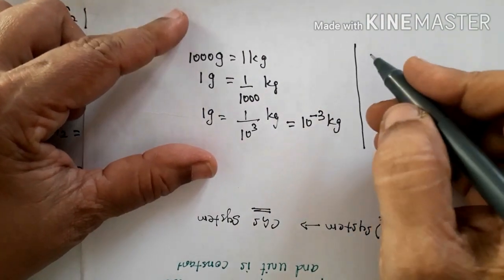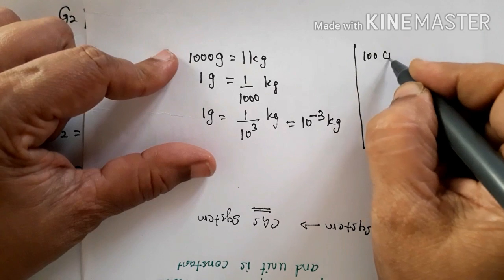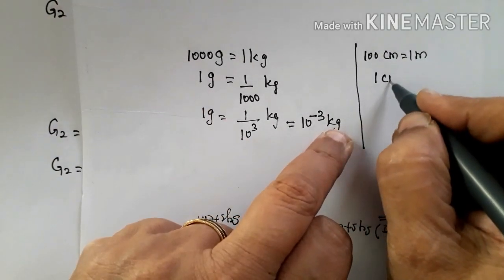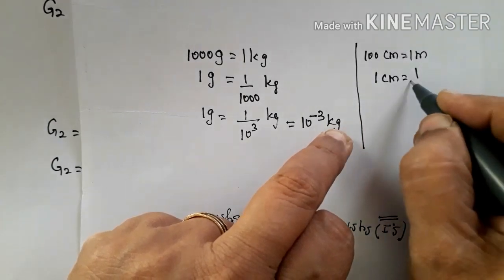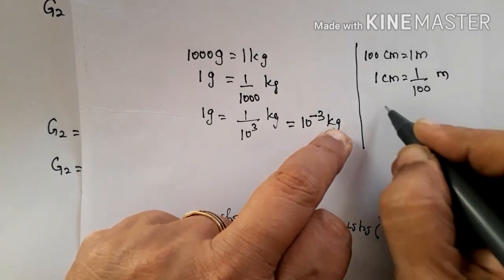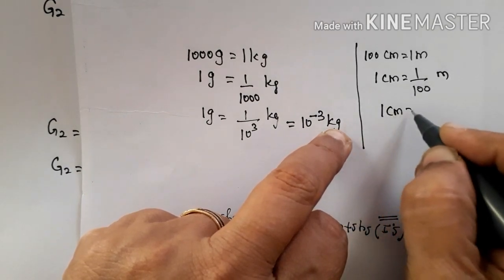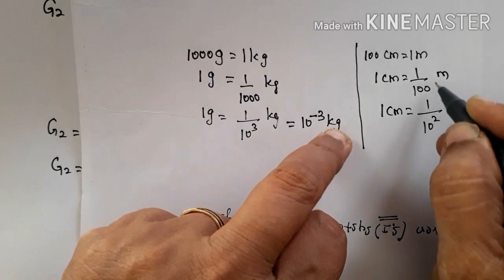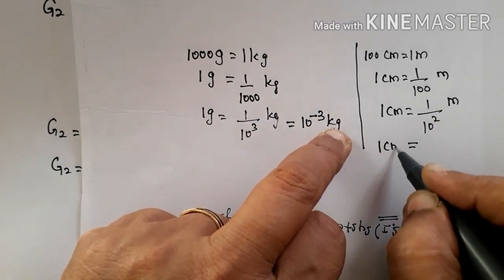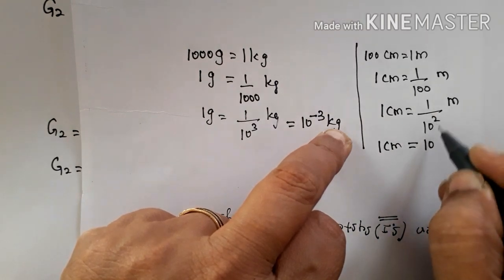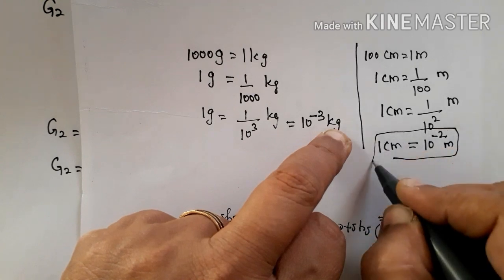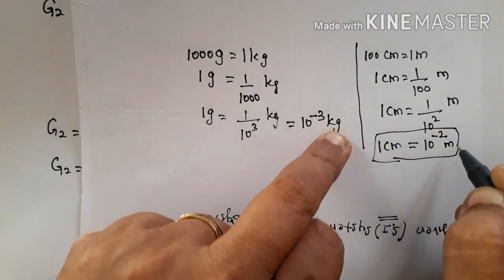Same way, children, you know that 100 centimeter is 1 meter, right? So if you want 1 centimeter, what will you do? Bring this 100 to the other side, so it will come to the denominator, division, right? So you can write 1 centimeter is equal to 1 by 10 square, since 100 is 10 square. If we take it to the top, you will get power minus 2 meter. So you note this down: 1 centimeter can be written as 10 power minus 2 meter.